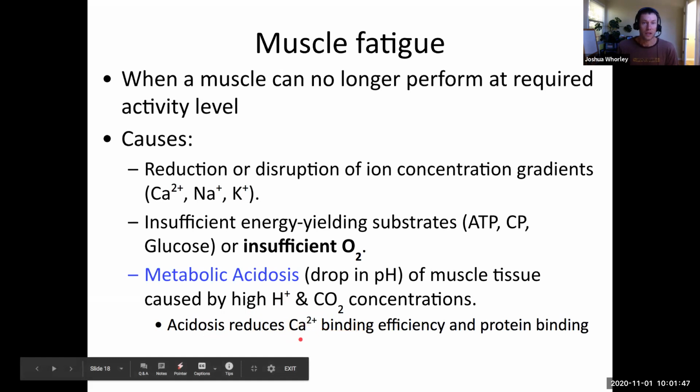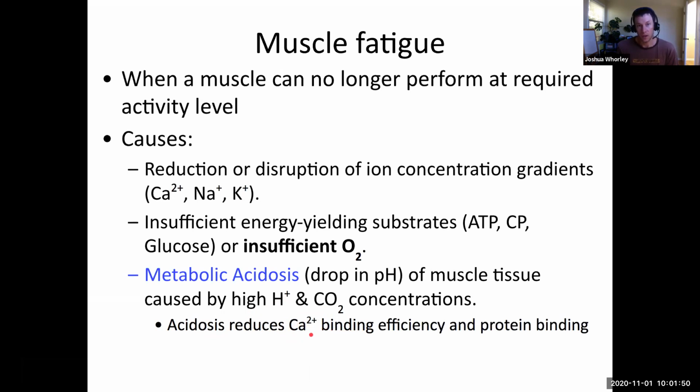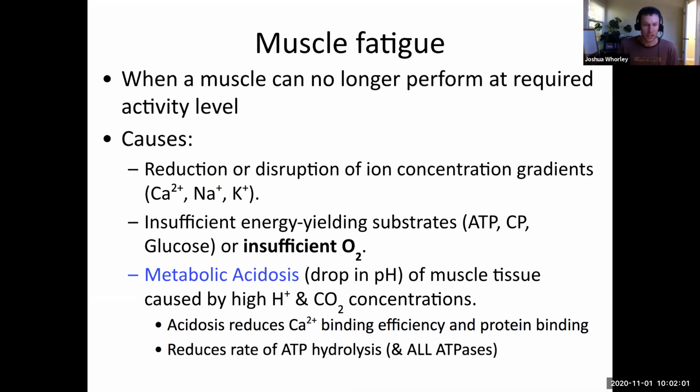So that means that calcium is binding to troponin not as well, right? If it's not binding to troponin as well, we're not getting exposure of the active sites, right? And so we can't get myosin grabbing onto actin. And so this is one major cause of muscle fatigue.